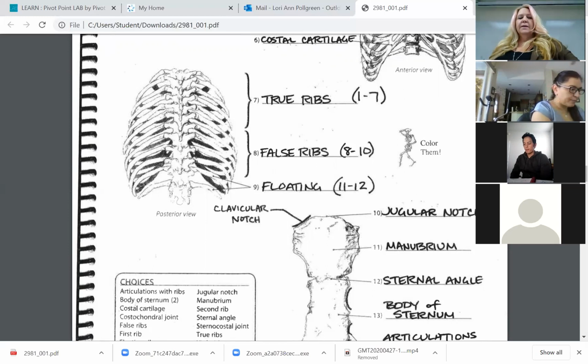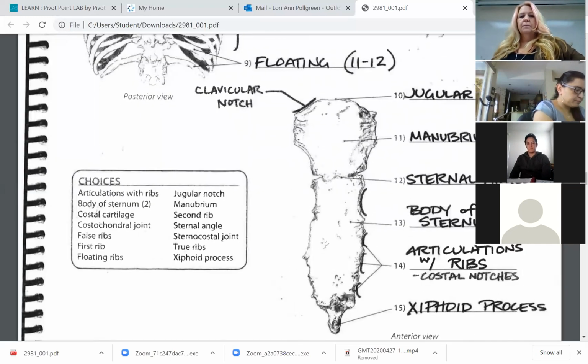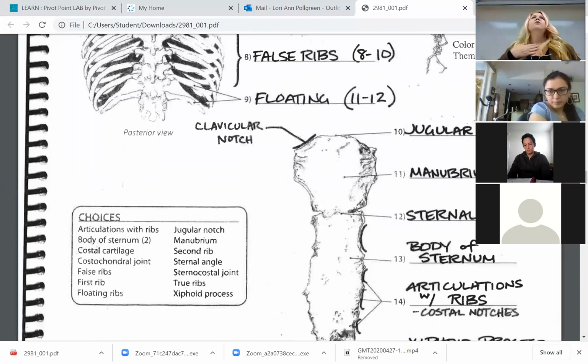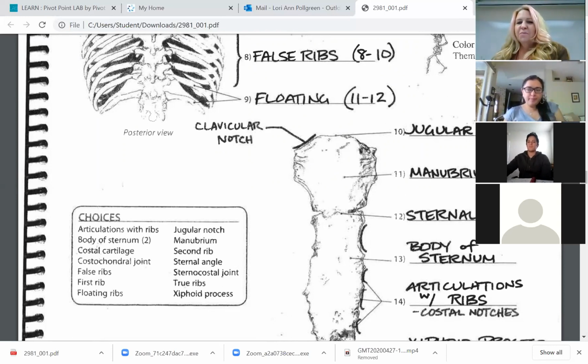And then coming into the sternum itself, breaking the sternum down. The very top, and you can feel this with your fingers, when you find the two bones of the clavicle, that little space right in between is the jugular notch. That little dip right there. And then number 11, the manubrium, the handle of the sword. So if you're a Game of Thrones fan, think of the sternum. The manubrium is the handle.